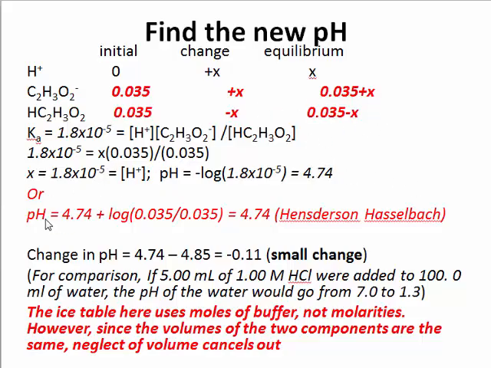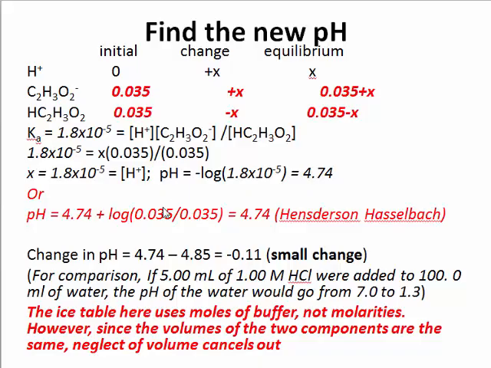We could apply the Henderson-Hasselbalch equation as well. pH on the left-hand side. Take the negative log of 1.8 times 10 to the negative 5, and that's our pKa. Then take the log of 0.035 over 0.035. This goes to 0, by the way. And the pH is 4.74.